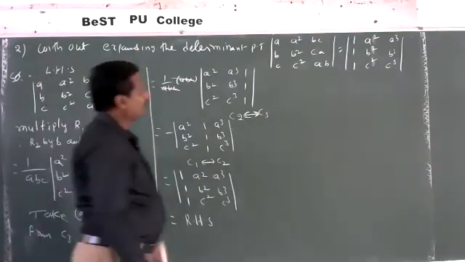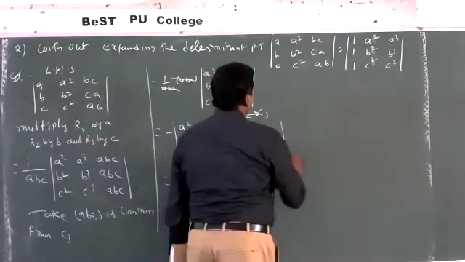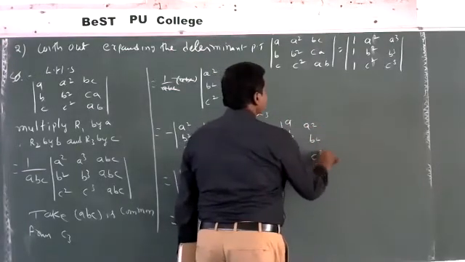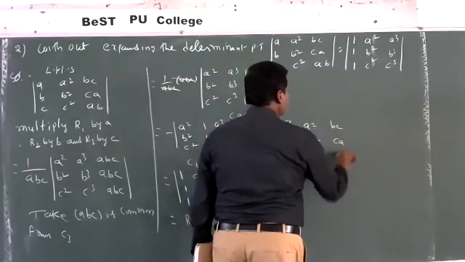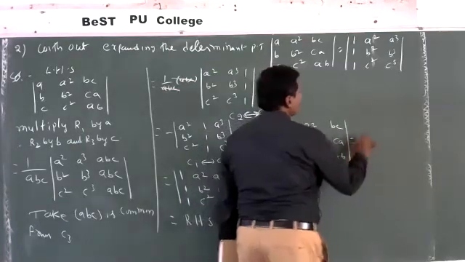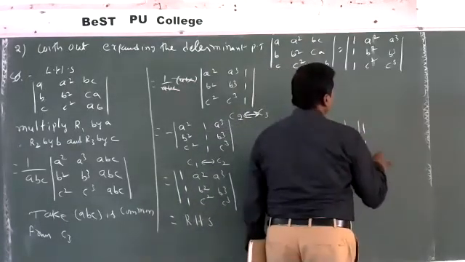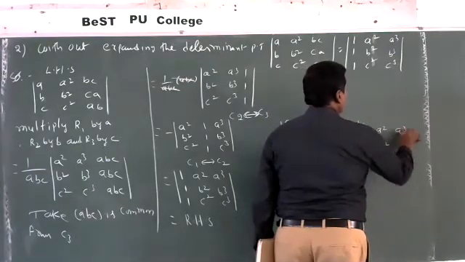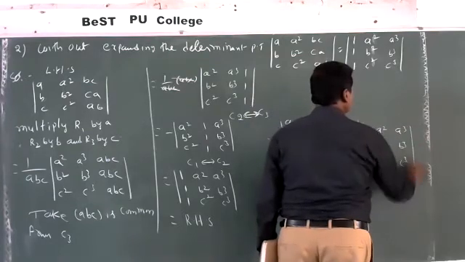Therefore, determinant of abc, a square, b square, c square, bc, ca, ab is equal to determinant of 1 1 1, a square, b square, c square, a cube, b cube, c cube.